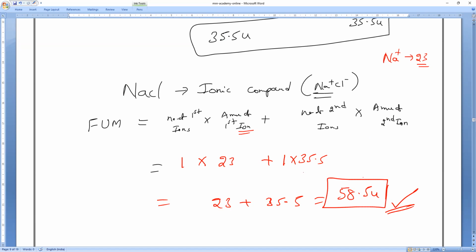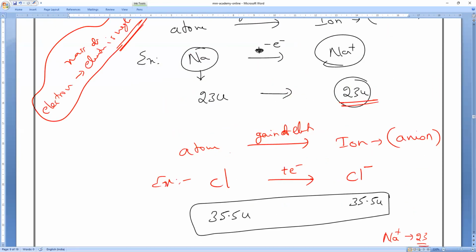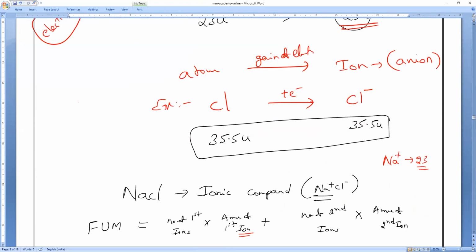Sir, for a covalent compound, what will we call it? Similar to formula unit mass, is it the same as RMM? The formula is the same, but instead of atom, ion will come. That is where the change is. For ion and atom, both molecular mass is the same. That is what AMU, atomic mass, remains constant.